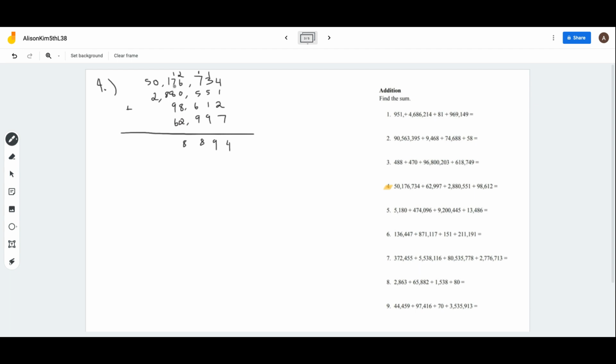1 plus 7 is 8. 8 plus 8 is 16. 16 plus 9 is 25. 25 plus 6 is 31. So bring down the 1 and bring up the 3. 3 plus 1 is 4. 4 plus 8 is 12. Bring down the 2 and bring up the 1. 1 plus 0 is 1. 1 plus 2 is 3. And then we just bring down the 5. So if we were to write it out with commas, it would be 53,218,894.